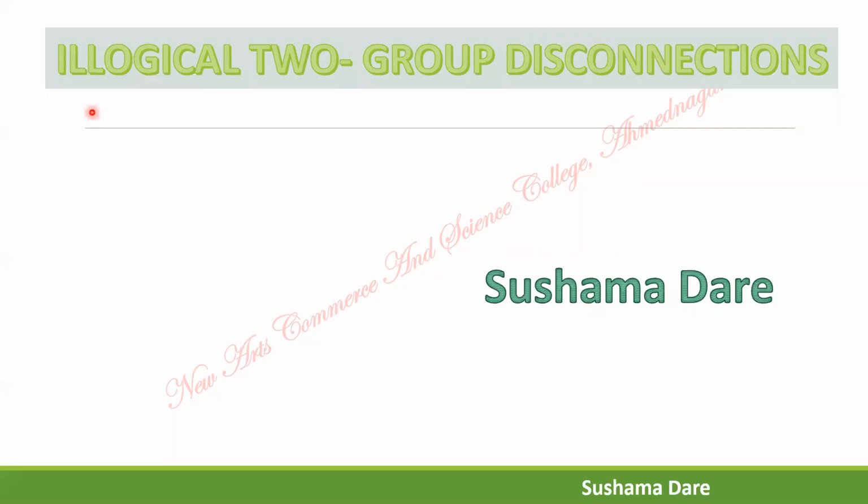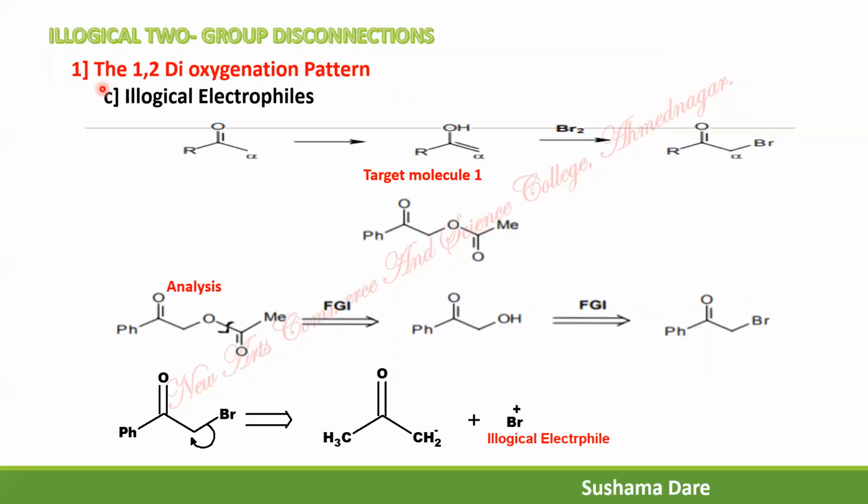Dear student, in this video I am going to continue the next part of illogical two-group disconnections. Under this heading, in previous videos we discussed the first subpoint under the heading of 1,2-dioxygenated pattern, that is alpha hydroxycarbonyl compound. The second subpoint is 1,2-diol. Now today we are going to talk about illogical electrophiles.